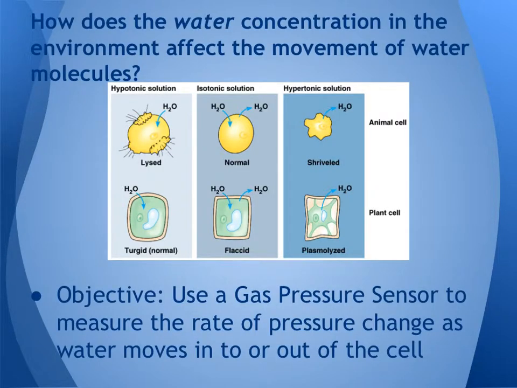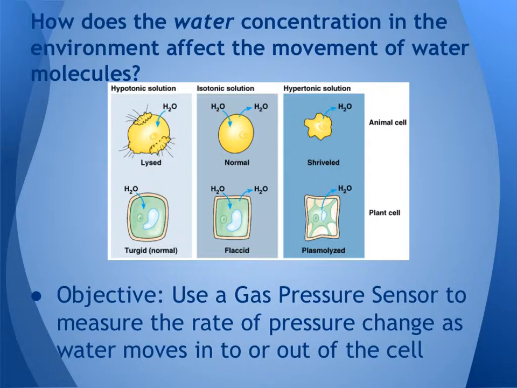So we need to know the relative concentration of the solutions, and what those are called. We need to understand the terms hypotonic solution, hypertonic solution, and isotonic solution. This is review. Make sure that you understand that water molecules will always move from a hypotonic solution to a hypertonic solution. They'll always move from where there's more water molecules to where there's less water molecules.